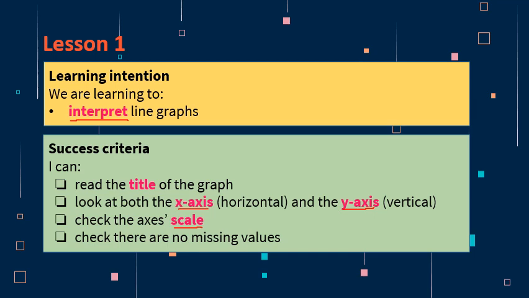And lastly, we're going to look at checking whether there are no missing values. If there are missing numbers or values on an axis, it's going to change the shape of the data and it can actually mislead somebody who's reading it or tell them something that's not actually happening.